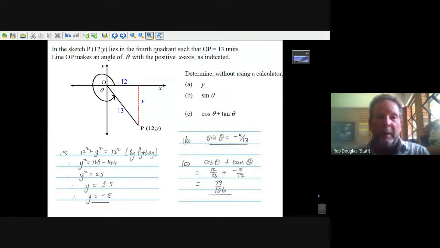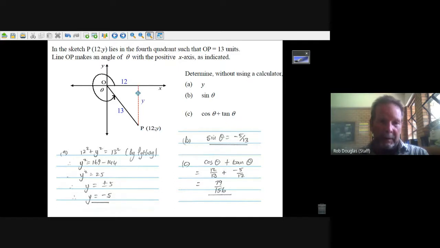Okay, this is another Pythagorean question for grade 11 trigonometry revision for the March 5th Saturday workshop that we're doing. So let's just take a look. We've got this sketch, and all they give you is this line here, OP, and they tell you that P has the coordinates 12 and y. 12 is the x coordinate, and y is the y coordinate.